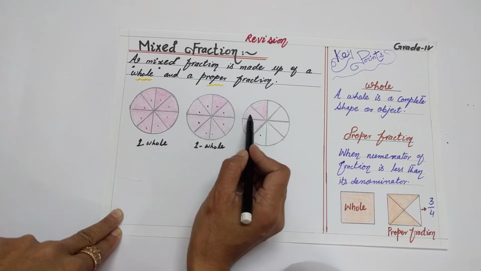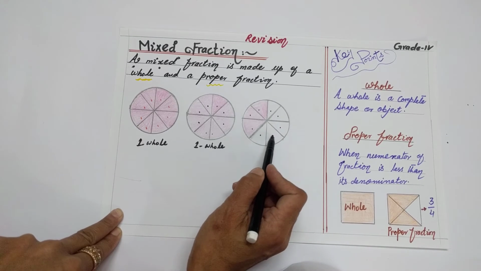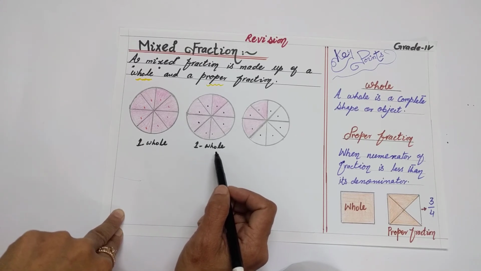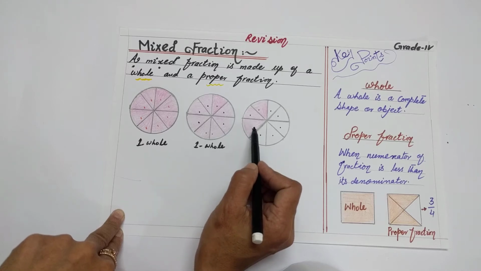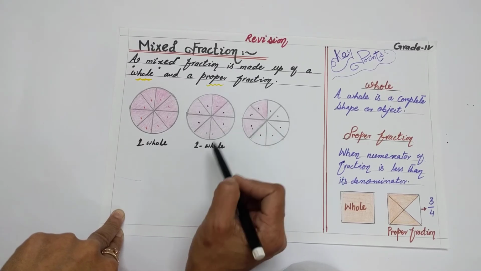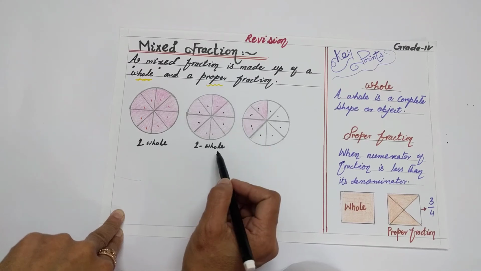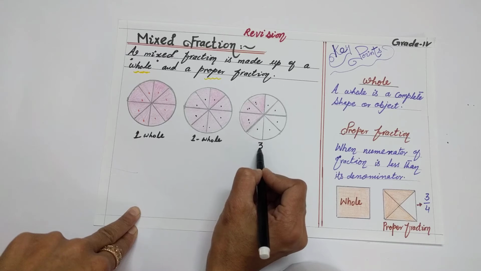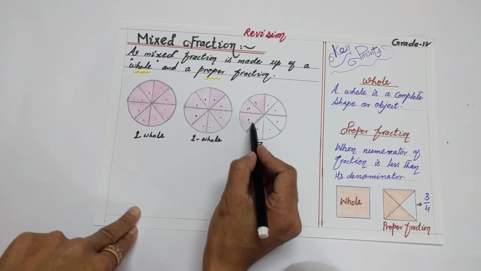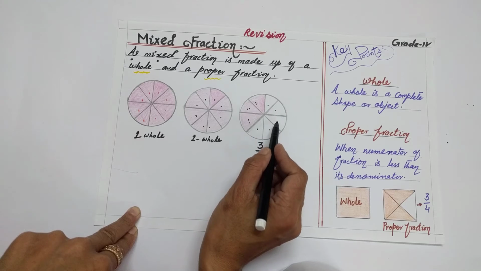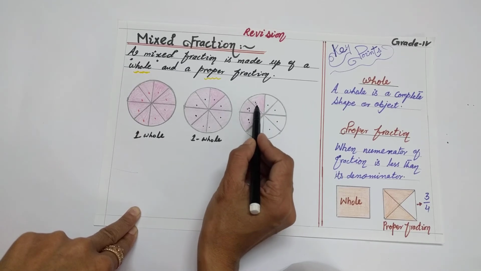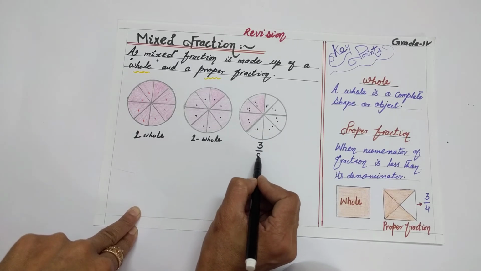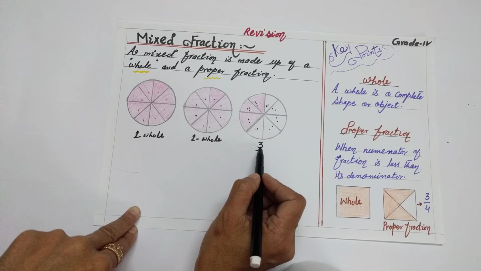Again, 1, 2, 3, 4, 5, 6, 7, 8. Again I am dividing the pizza into 8 equal parts, but now I am using just 1, 2 and 3 parts. I am not using the whole of the pizza. That's why this one is not the whole. I am just using 3 parts out of the 8. So out of 8 I am using just 3 parts.